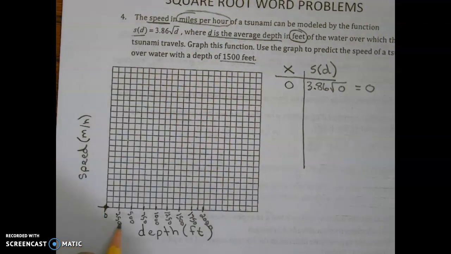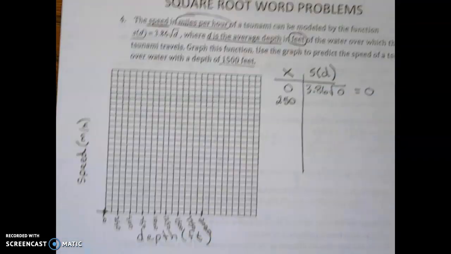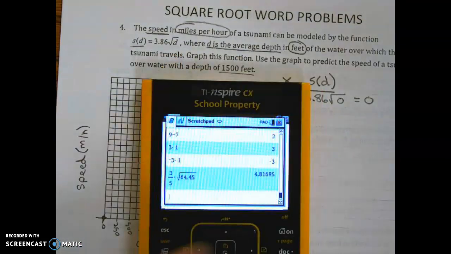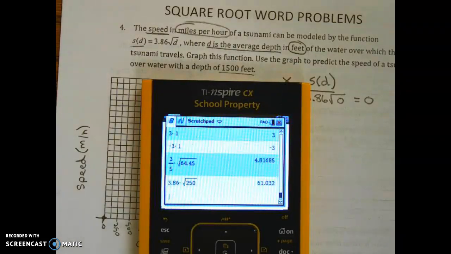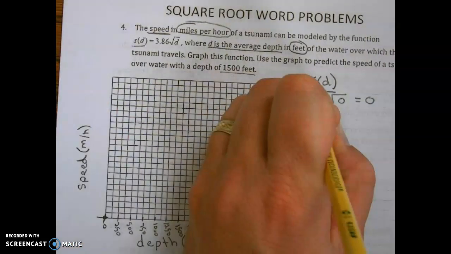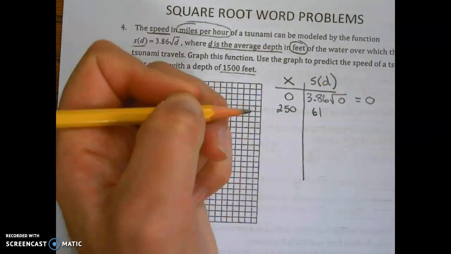All right, so let's go to 250. Get out my handy dandy calculator here. 3.86 times the square root of 250 is 61. So now at this point, I kind of have to figure out my scale here. So here my speed is going to be 61 miles per hour.